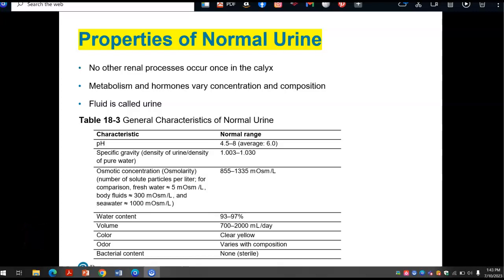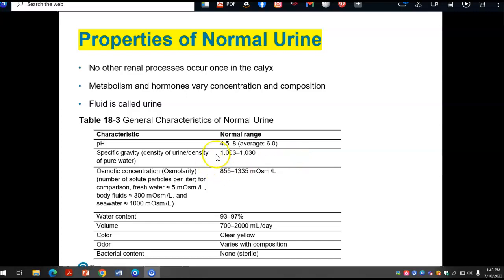This slide lists the properties of normal urine. The pH of normal urine can range from 4.5 to 8, but the average is around 6, which is slightly acidic, but not overly acidic. It's very, very slightly acidic.